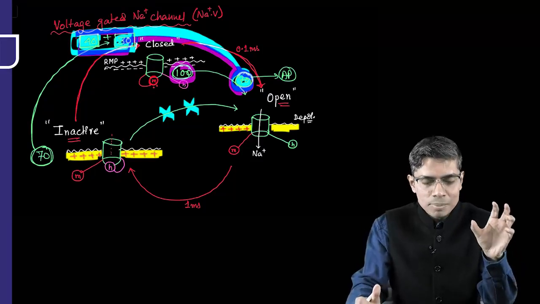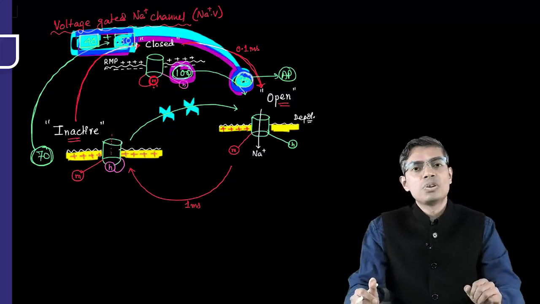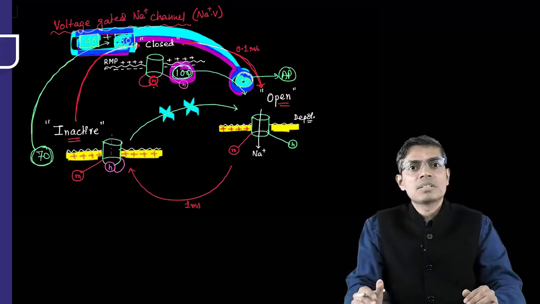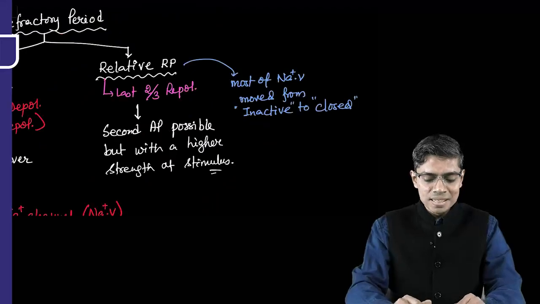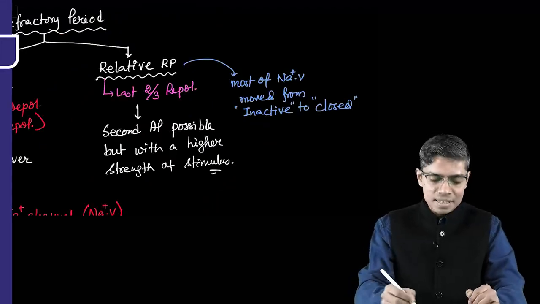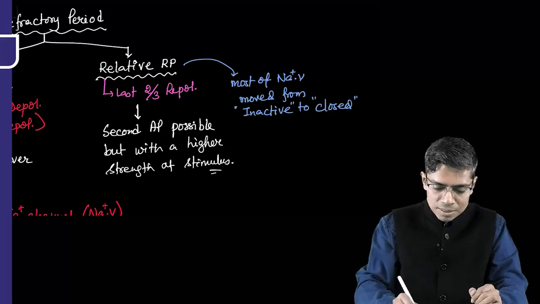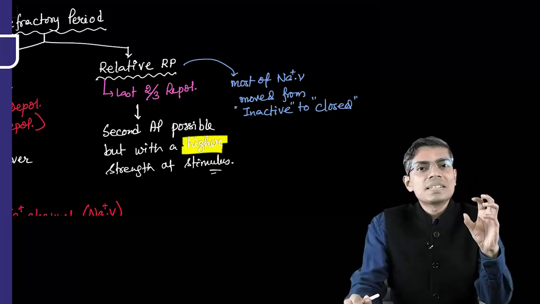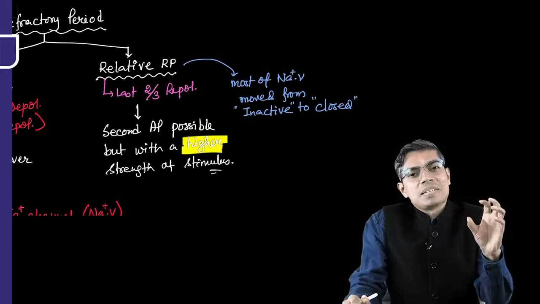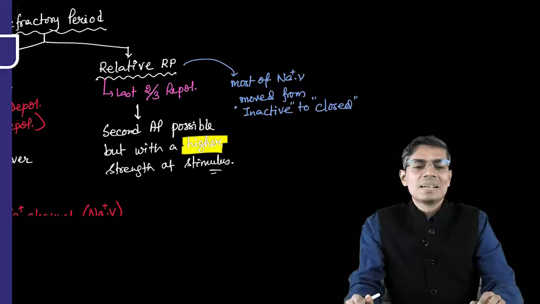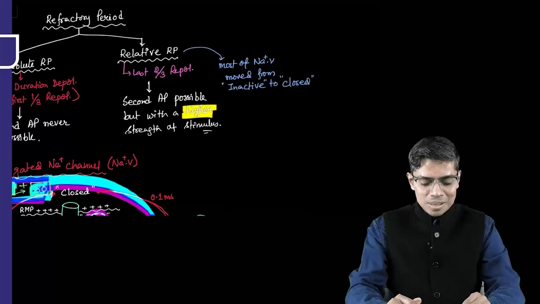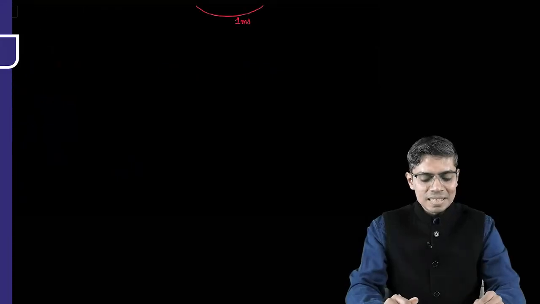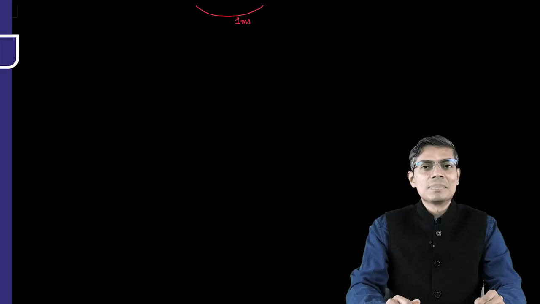So if I want to open all of these channels, do I require less stimulation or more stimulation? Obviously a higher amount of stimulation is required, and that's why I told you that relative refractory period means a second action potential is possible but with a higher strength of stimulus. This is the meaning of relative refractory period. Getting my point? So this is all about your absolute refractory period and relative refractory period, everything we have discussed.